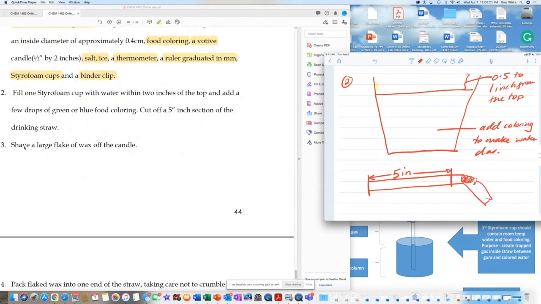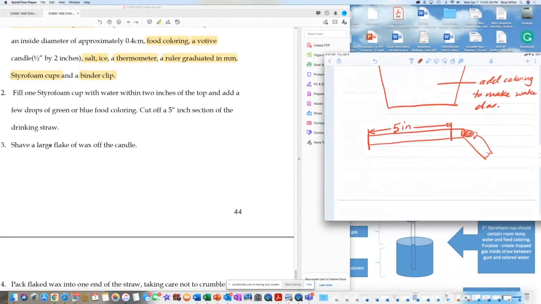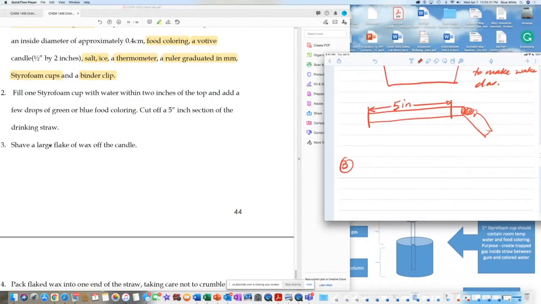And then here it says shave a large flake of wax off the candle. We're going to skip that part. So here we start chewing gum. Start chewing. Chew away. Number three, chew gum until firm.